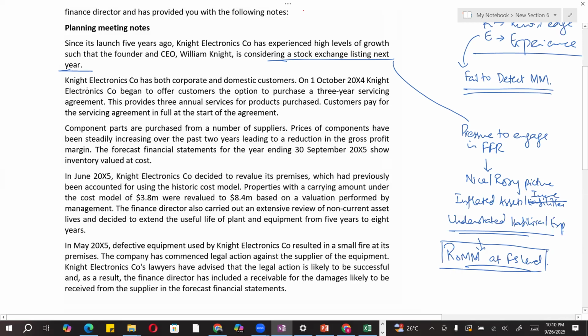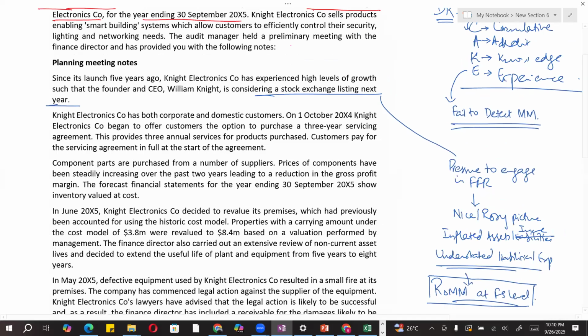Then you are told Knight Electronics Co. has both corporate and domestic customers. On 1st October 2x4.